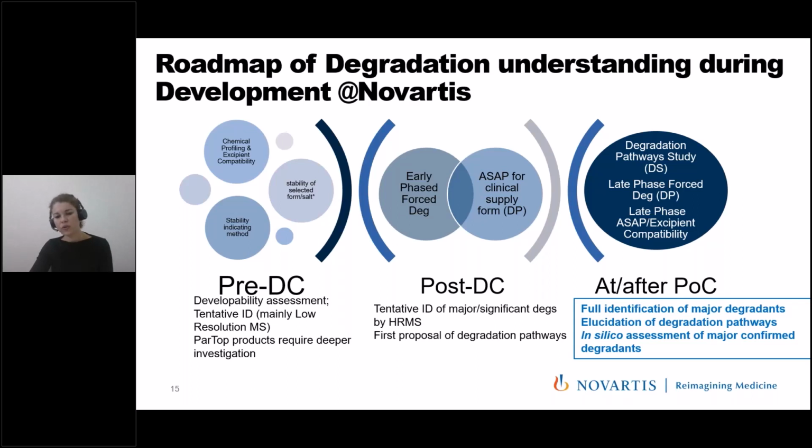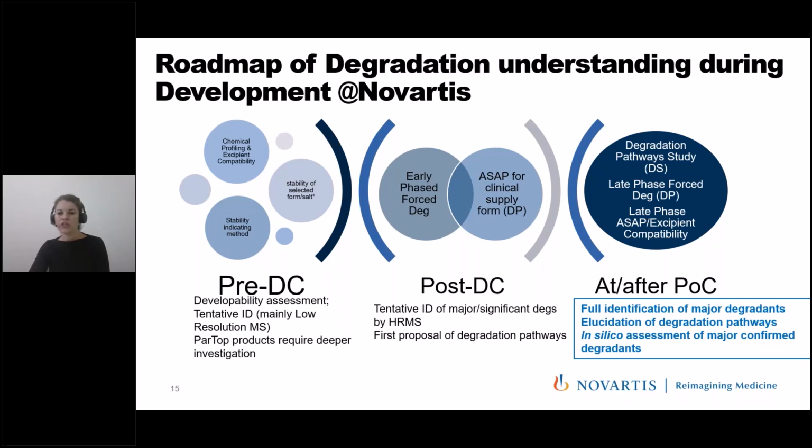As we transition into late phase, after proof of concept, we are focusing on more in-depth and full identification type of studies. Here we have the degradation pathway studies, the one that I mentioned briefly occurring in the CSI team. And then we also have late phase ASAP and late phase forced degradation that are mainly related to regulatory requirements or to late phase validation activities for the stability studies.